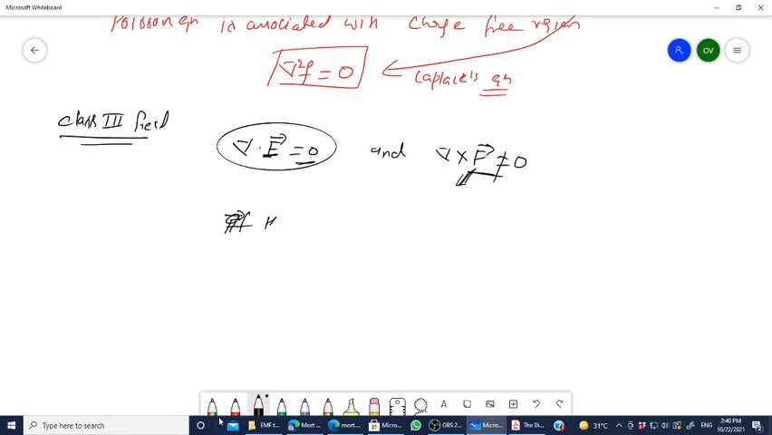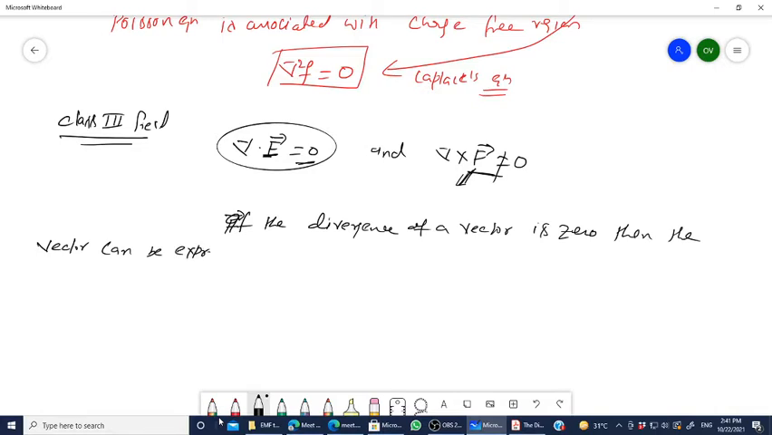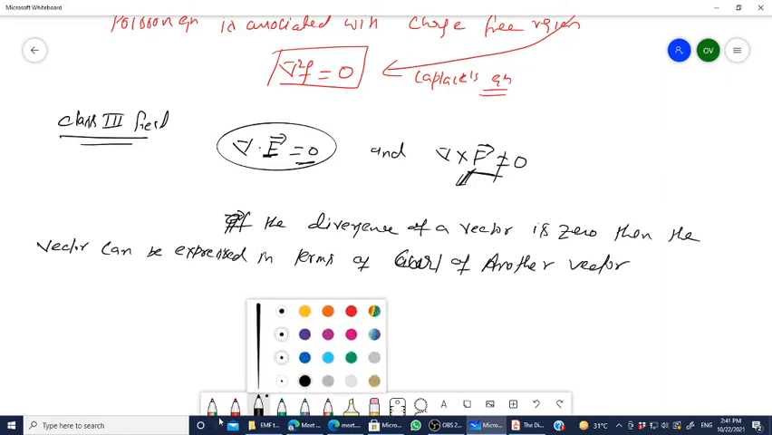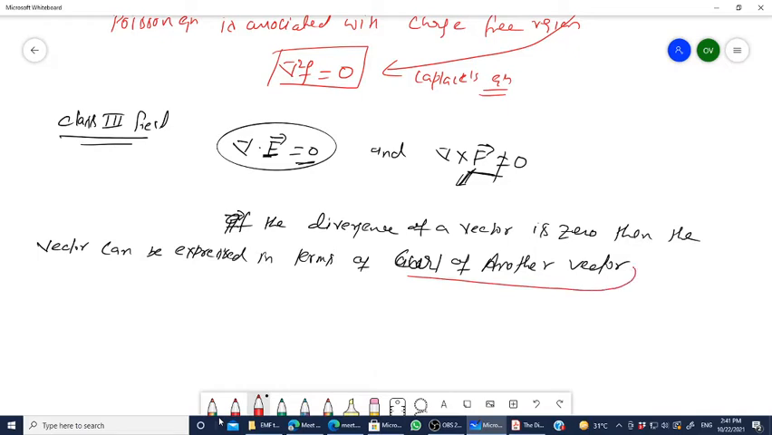I'm just writing, it is a very important line: if the divergence of a vector is 0, it means the vector can be expressed in terms of another vector field, the curl of another vector. So it is very important, curl of another vector.